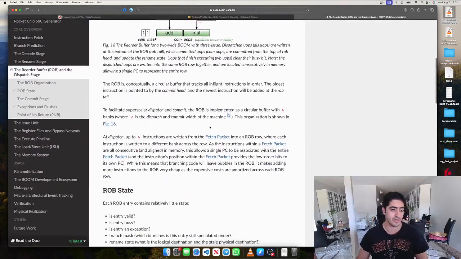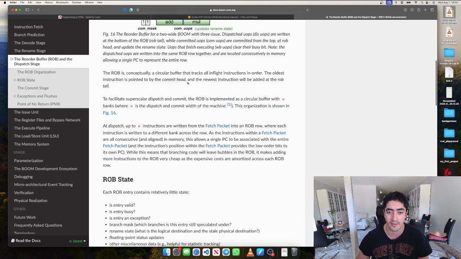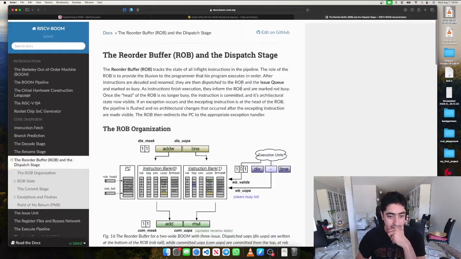Alright, let's keep reading. Why not? The ROB is conceptually a circular buffer that tracks all in-flight instructions in order. The oldest instruction is pointed to by the commit head, and the newest instruction will be added to the ROB tail. To facilitate superscalar dispatch and commit, the ROB is implemented as a circular buffer with W banks, where W is the dispatch and commit width of the machine. This organization is shown in figure 16.